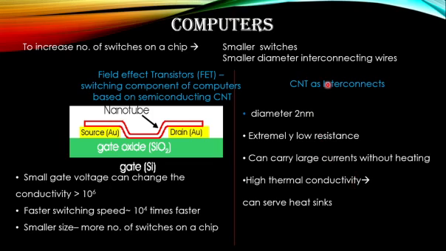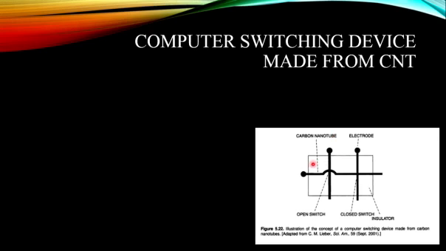interconnects. So you can think of a computer which consists of both the switch as well as the interconnect made up of carbon nanotube itself. Here you have a picture of that, where you have interconnected carbon nanotubes. This represents an open switch, where there is no contact between the carbon nanotube underlying and the upper one, and this one is a closed switch, which means it is in contact and the current will be passing through.